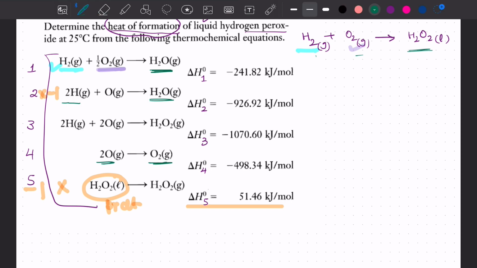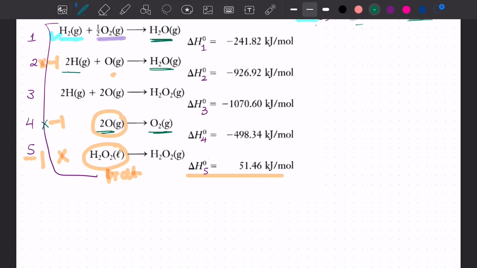We are not done. So it looks like we would have to multiply this with a -1 as well so that we can get rid of this 2O. Will not be enough just here. So let's actually write this out. In some sense, this is trial and error, but you will get better at it the more problems you try.